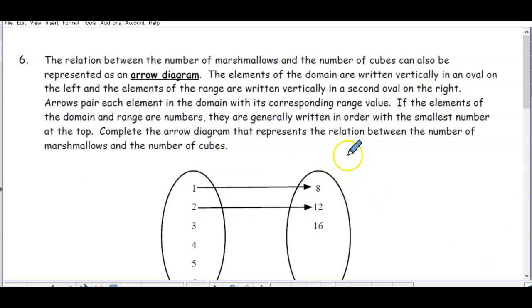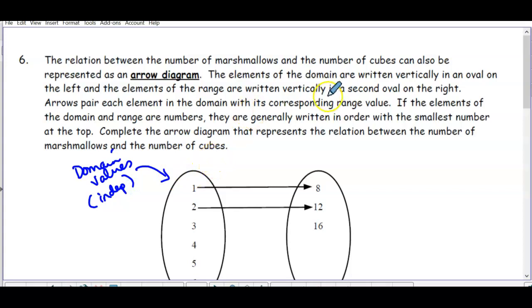The relation between the number of marshmallows and the number of cubes can also be represented as an arrow diagram. So we've talked about a table of values, a set of ordered pairs, and now something that might be new is an arrow diagram. The elements of the domain are written vertically in an oval on the left. So these are the domain values here, right? So domain values. And so they are the independent values.